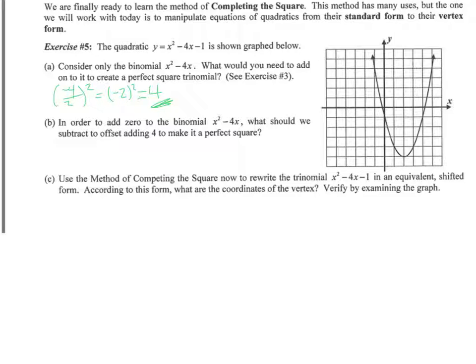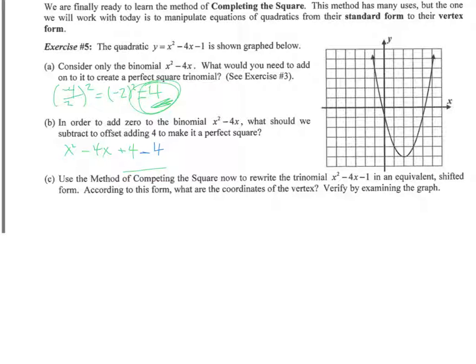In order to add 0 to the binomial, what should we subtract given a 4? Well, if I have x squared minus 4x, because that's what we were originally given, and we had plus 4, let's say that that's what we were adding up above. To make this into 0, I would need to subtract 4. I'm going to change that color to show that it's what we're changing. We're going to subtract 4 to make that 0.